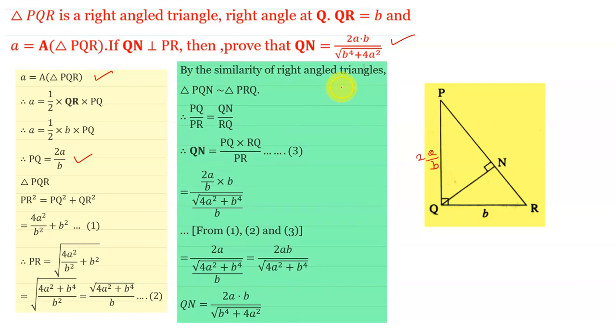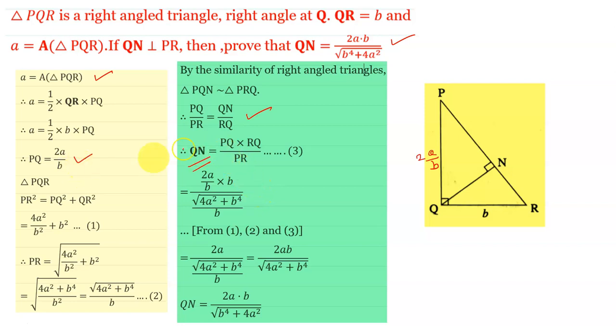By the similarity of right angles. Okay, what is the similarity? Triangle PQN is similar to triangle PRQ, which is the biggest triangle. Therefore PQ upon PR is equal to QN upon RQ, and therefore QN is equal to, we have to find out the value of QN, PQ into RQ upon PR. We have already found out the value of PQ.